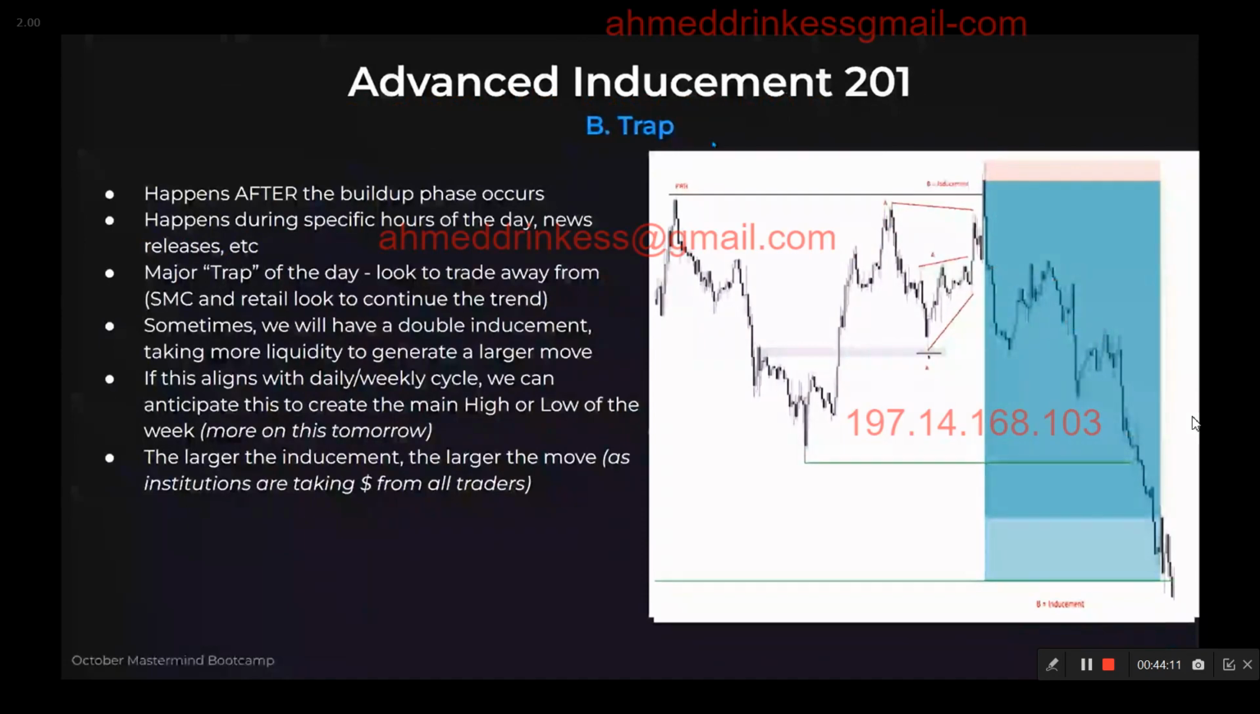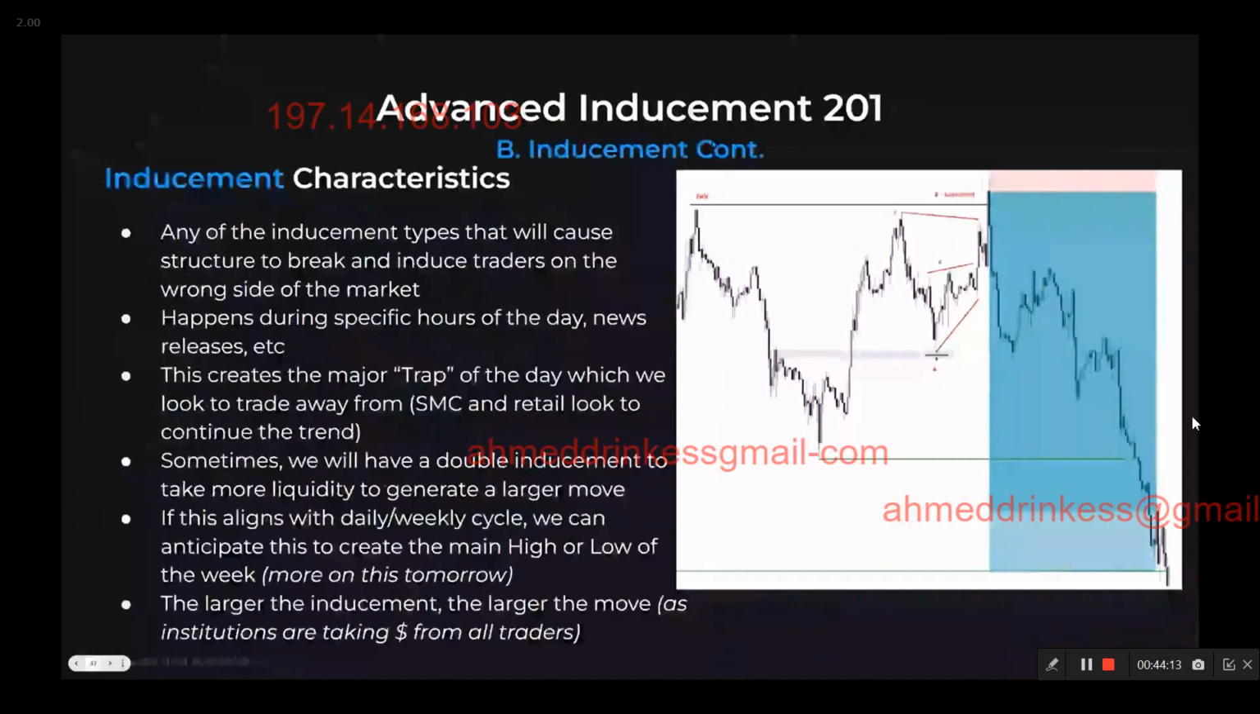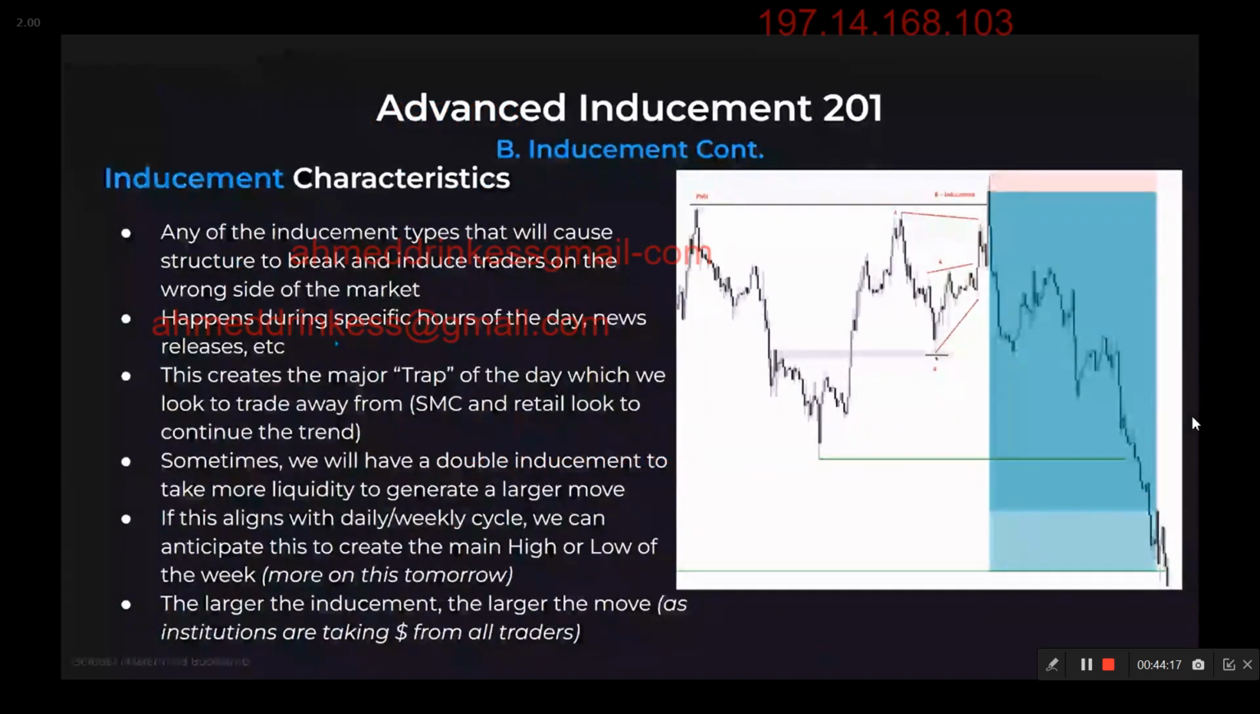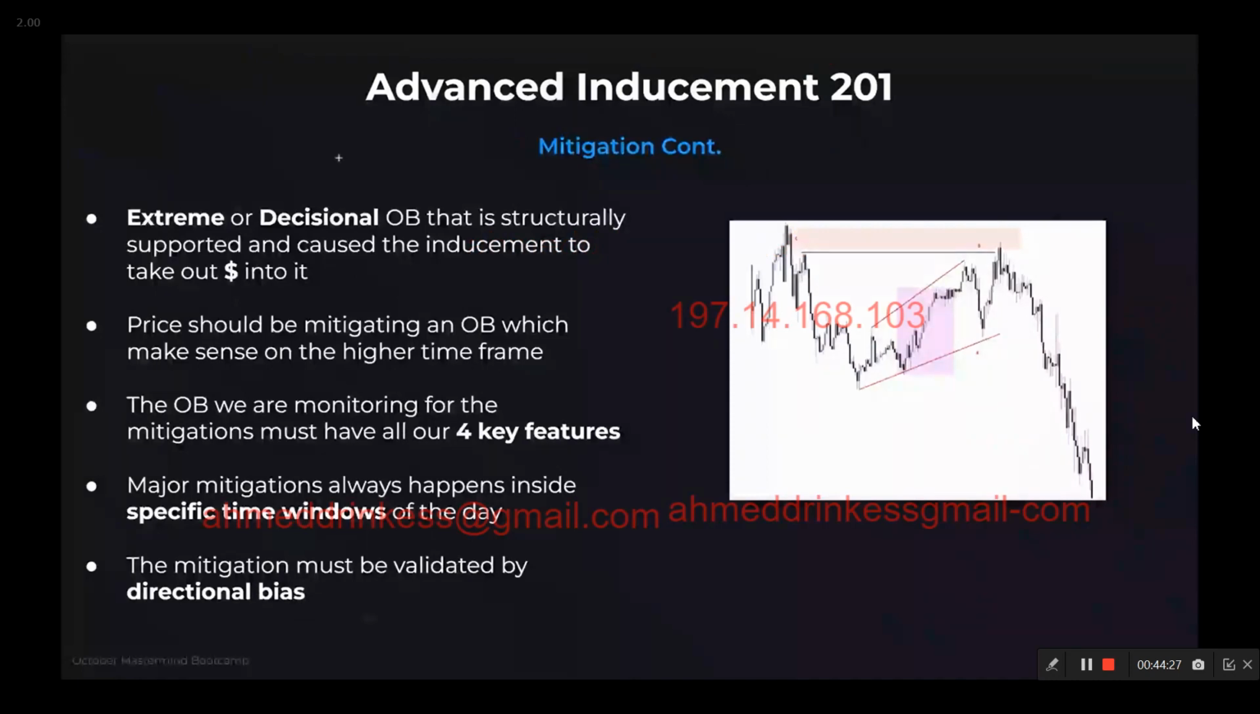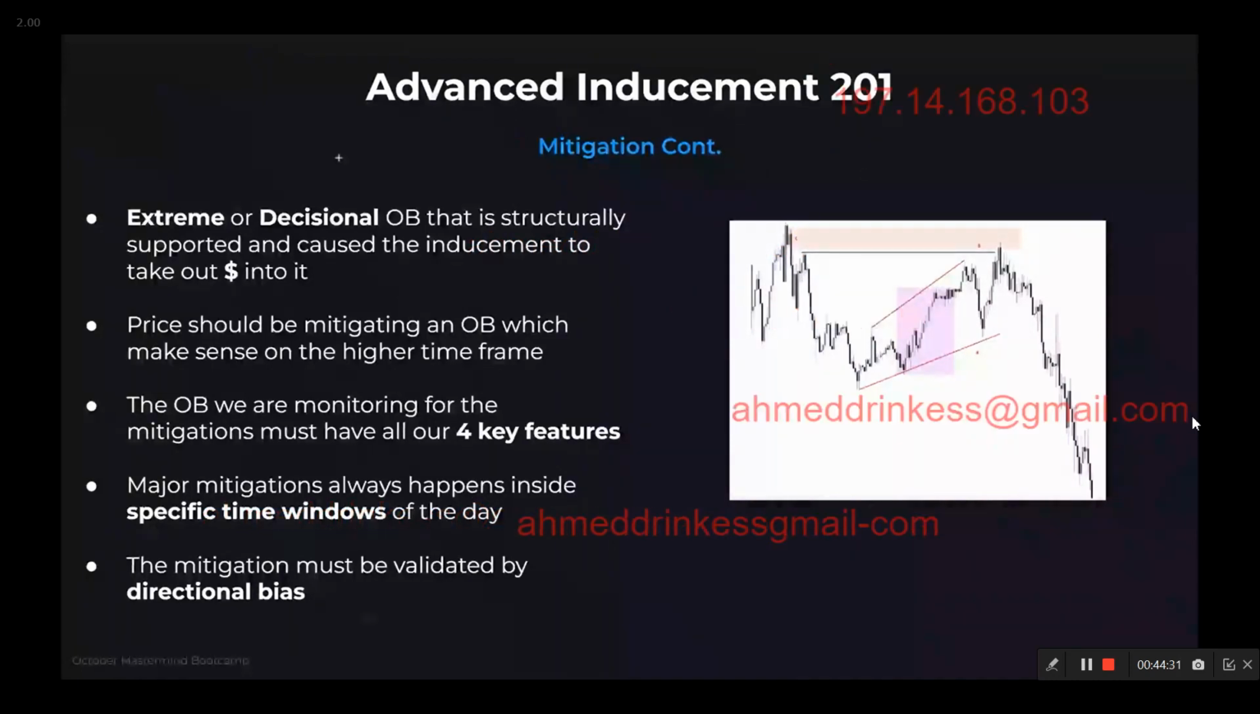All right, let's go to the final one, the mitigation phase. The mitigation is, oh no, this is continuing inducement rather. So any inducement types that will cause structure to break. Oh, that was just a typo. All right, so the mitigation is the last point. The mitigation is just the extreme or decisional order block that is structurally supported and causes the inducement to take out liquidity into it. Again, the only order block that we know, everybody, what's the only order block that we know must get mitigated? What's the only order block we know that must get mitigated?